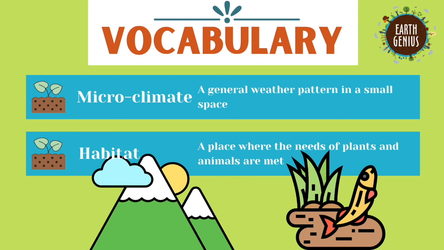Our next word, habitat, you might have heard before. It's a place where the needs of plants and animals are met. Basically, it's their home. Let's think about what a habitat might be like in the microclimate under a rock. It might be perfect for bugs like worms or centipedes. What about the habitat in the microclimate of a treetop? That might just be perfect for birds.